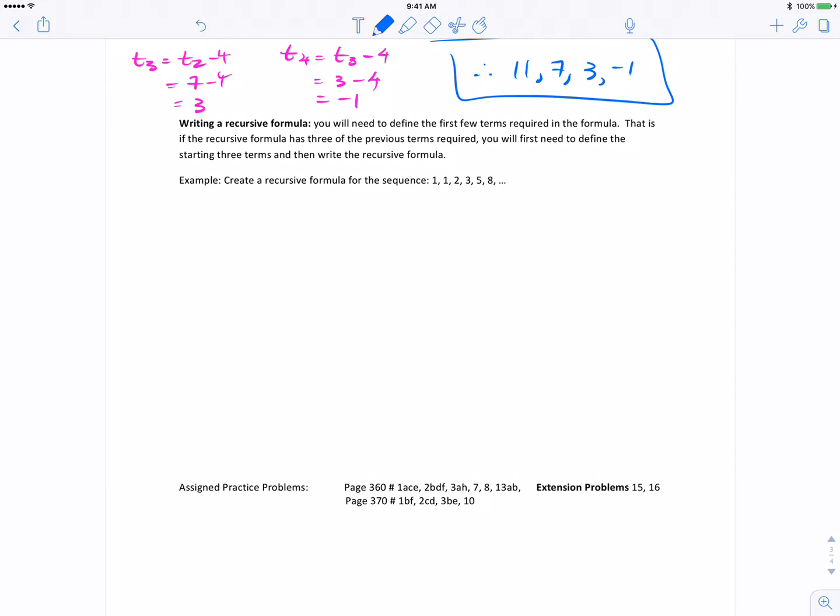Last example that we'll see before you end off with a class without me. To write this recursive formula, it's important that you have a few different terms. You need to define the starting terms and then write the recursive formula. So this is kind of a good generalization. Create a recursive formula for the following terms: 1, 1, 2, 3, 5. Okay, so first thing, I write out the first term is 1, and the second term is 1. So this is my starting point.